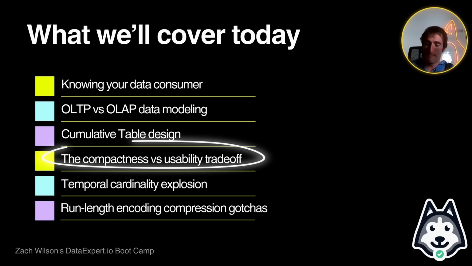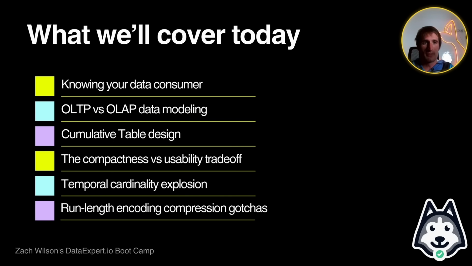I'm going to talk about the compactness versus usability trade-off. Because a lot of this stuff when you're doing data modeling goes back to knowing your consumer, where some consumers are down with having a more compact version that is harder to query, where other users want just primitive data types, and you can do select star from where, group by, and you can't use anything more complex than that.